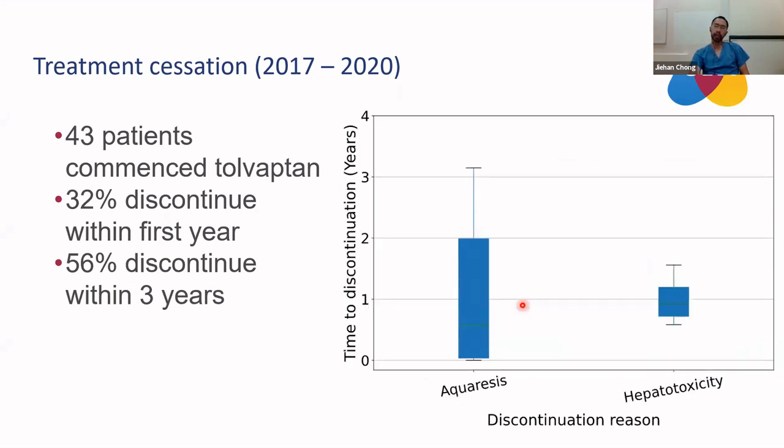Interestingly, if you break down the time to discontinuation by the reason for stopping, you can see that it can take patients several years to decide that the aquaretic symptoms are too much for them to handle. Importantly, looking at hepatotoxicity, people can wind up stopping from hepatotoxicity all the way up to 18 months, which emphasizes the importance of continuing to check this for the full 18-month period.